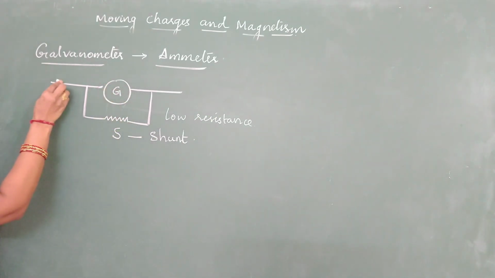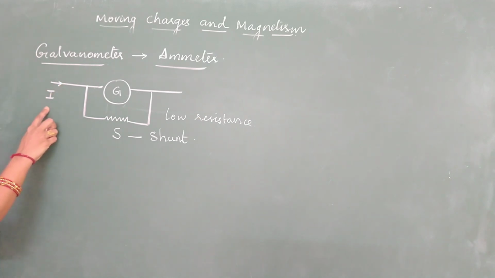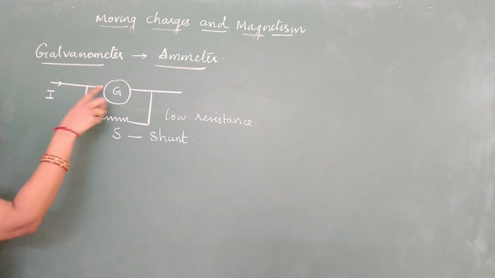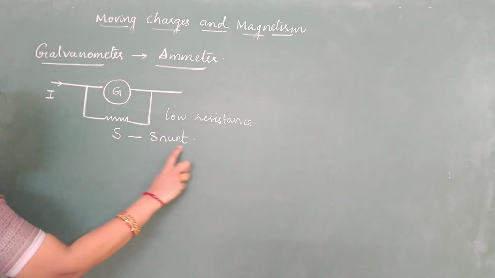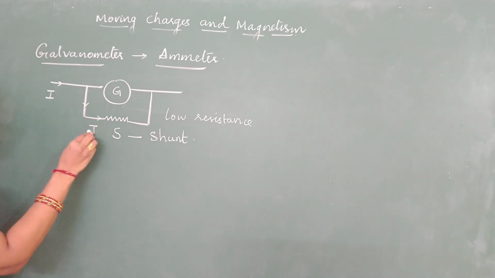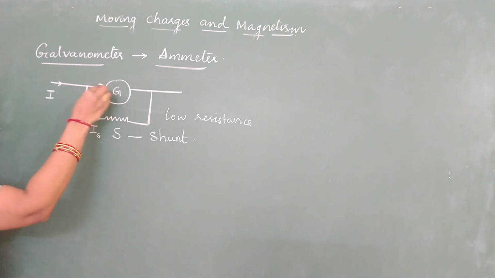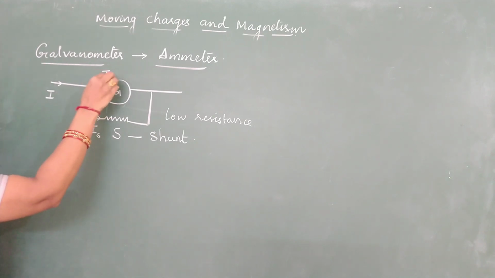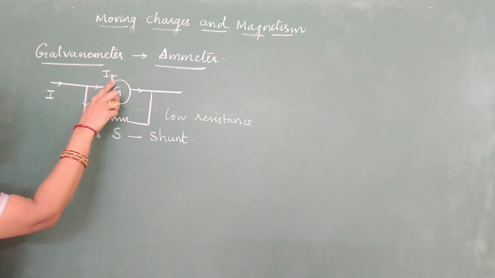Now see what would happen to the total current. We are sending a total current I. After reaching this junction, it is divided. Since you are adding a low resistance shunt, most of the current will pass through the shunt. I will call the shunt current IS. The remaining current will pass through the galvanometer. I will represent this as IG.